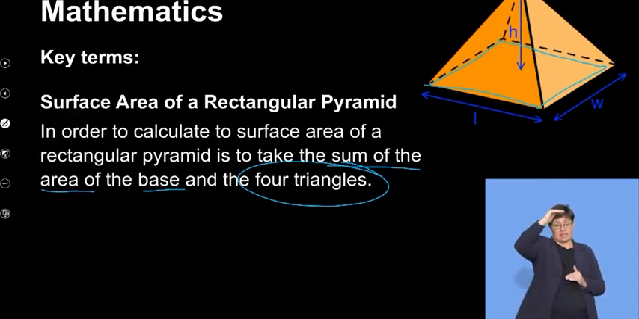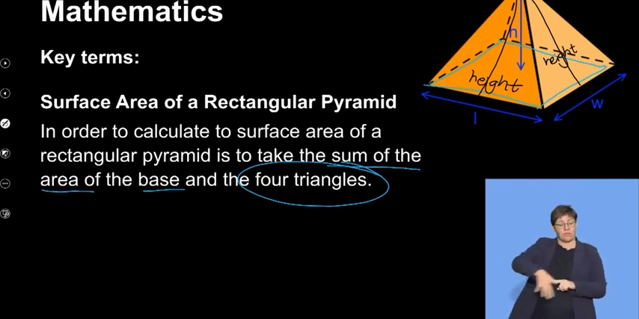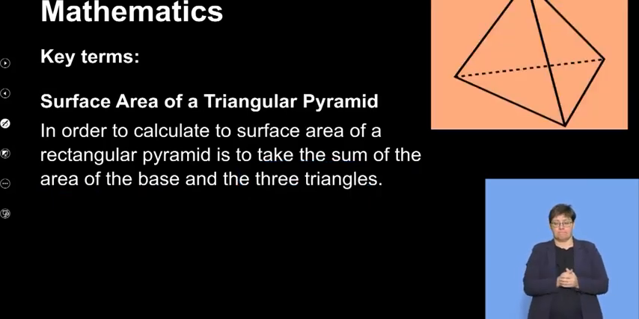We have the height of the rectangular pyramid, but each of the triangles that make up the rectangular based pyramid have their own heights. So this triangle will have its own height, and this triangle will have its own height. So in order to calculate the surface area of a rectangular pyramid, I'm going to take the area of the rectangular base, then I'm going to add it with the area of each of the 4 triangles that make up the rest of this pyramid. Great, everyone, let's go to the next slide.